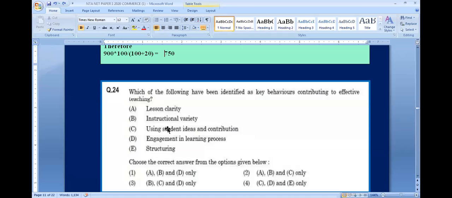Using student ideas and contribution, is that a teaching behavior? See, using student ideas and contribution inside the classroom is okay, acceptable, but that is not termed as effective teaching behavior, correct? The question is effective teaching behavior. Wherever C comes, that is wrong answer. 2 and 3 ruled out. Okay, answer is ABD.